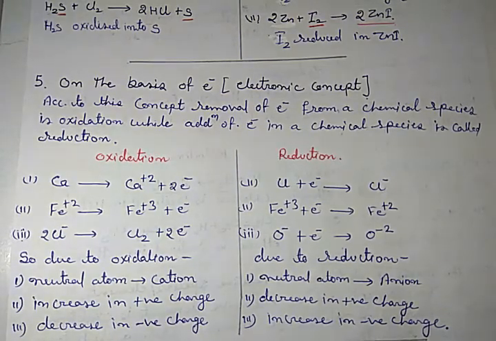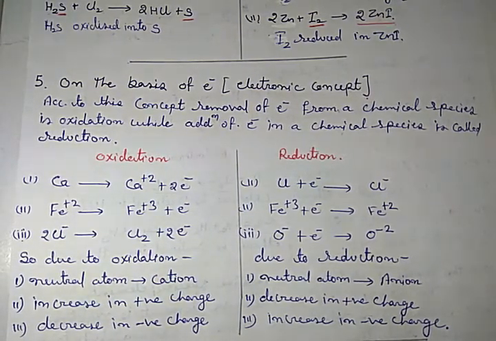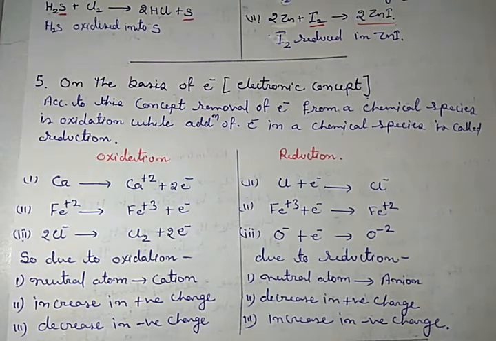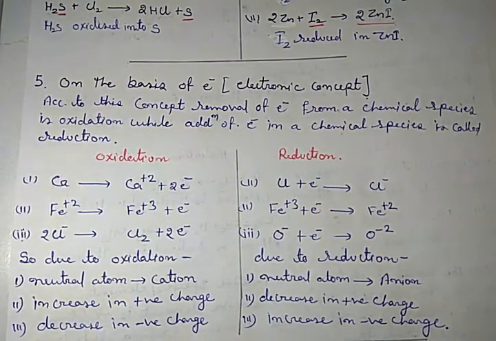The third basis of our definition was electronegative element, according to which the addition of electronegative element is known as oxidation, and the removal of electronegative element is known as reduction. And the fourth basis was electropositive element, according to which the removal of electropositive element is known as oxidation, and the addition of electropositive element is known as reduction.